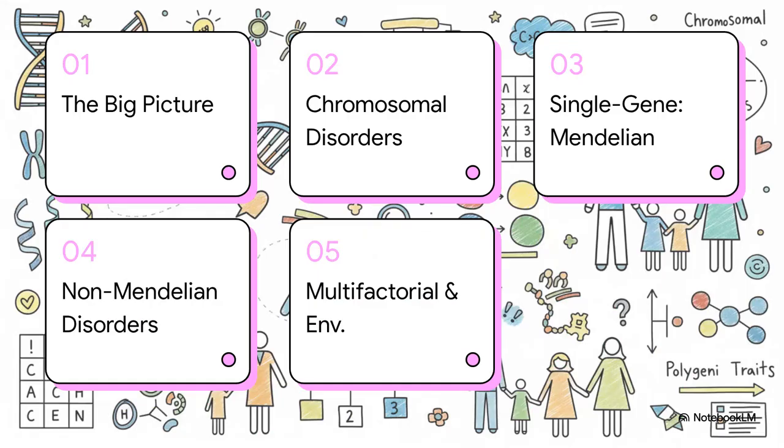We're going to start with the big picture, get our main categories down. Then we'll dive into the large-scale chromosomal disorders. After that, we'll zoom in on single-gene mutations. First, the ones that play by the rules, and then the really interesting ones that don't. And we'll wrap up with that complex world where our genes and our environment intersect.